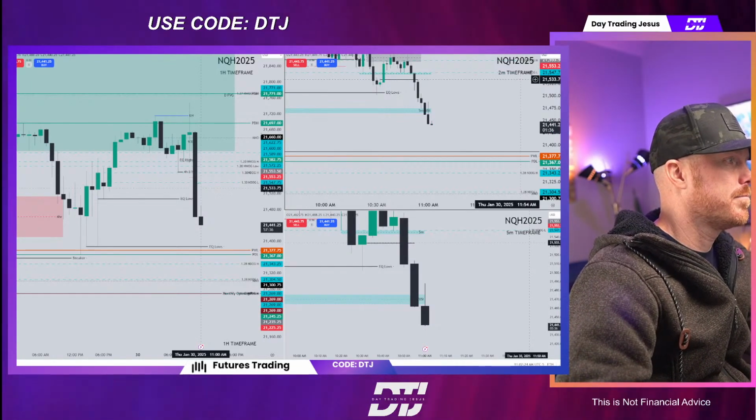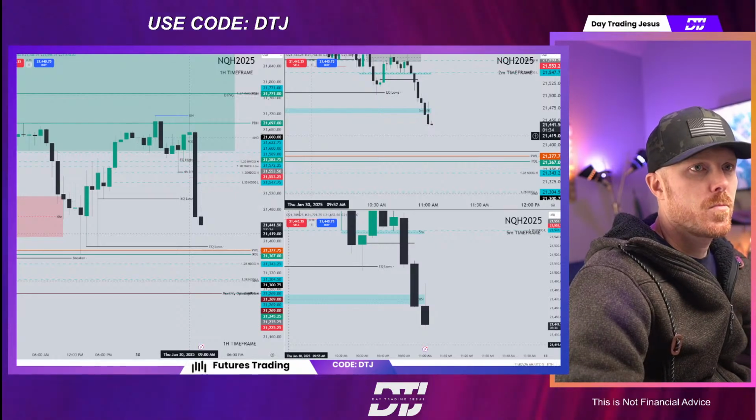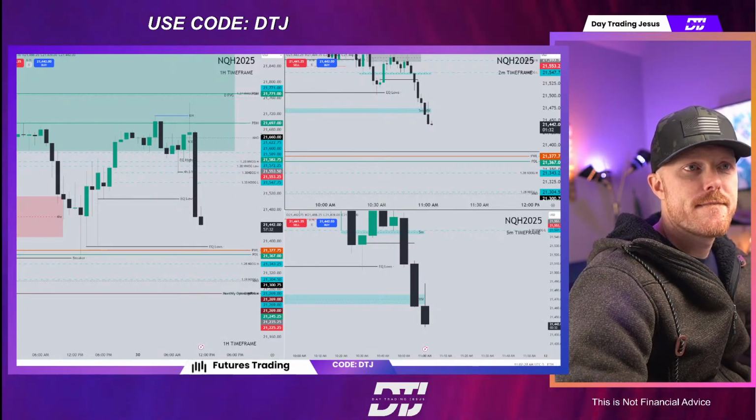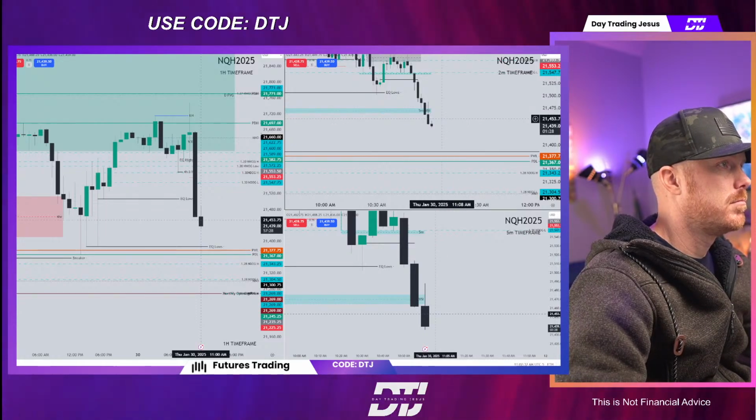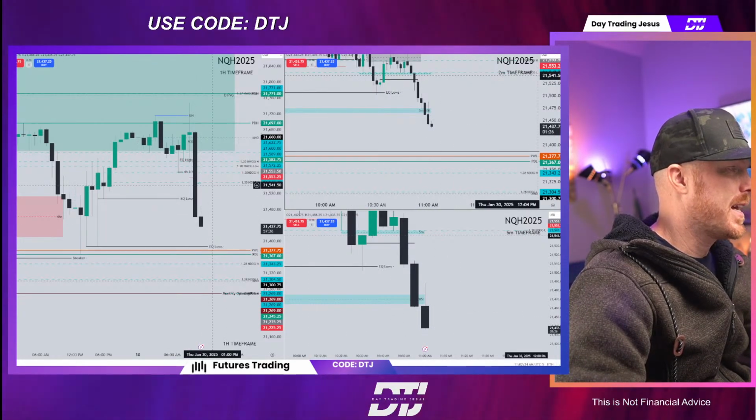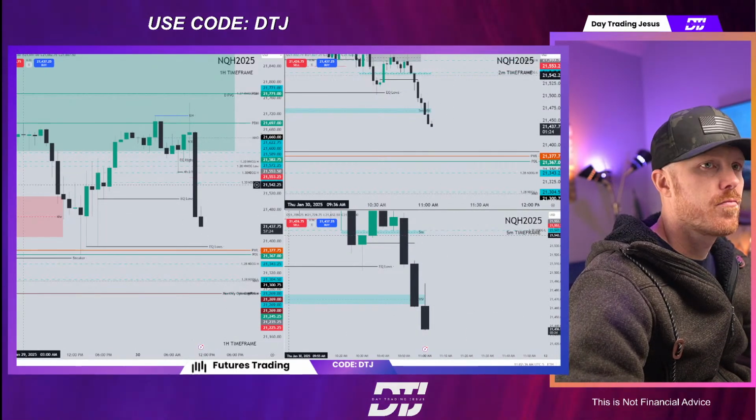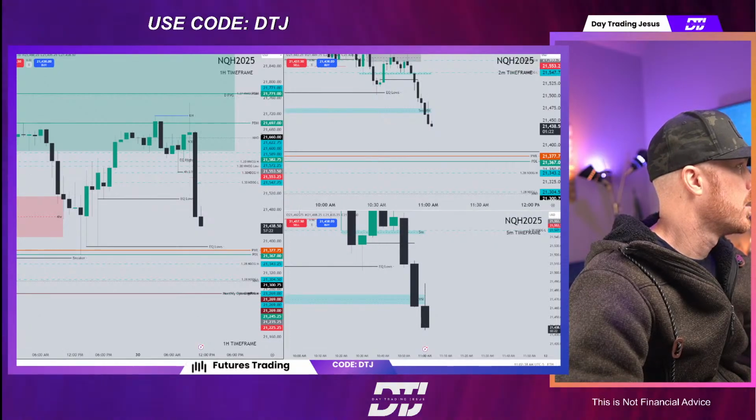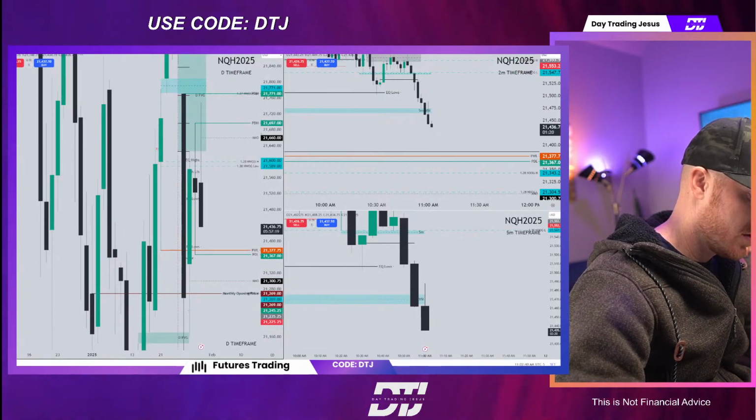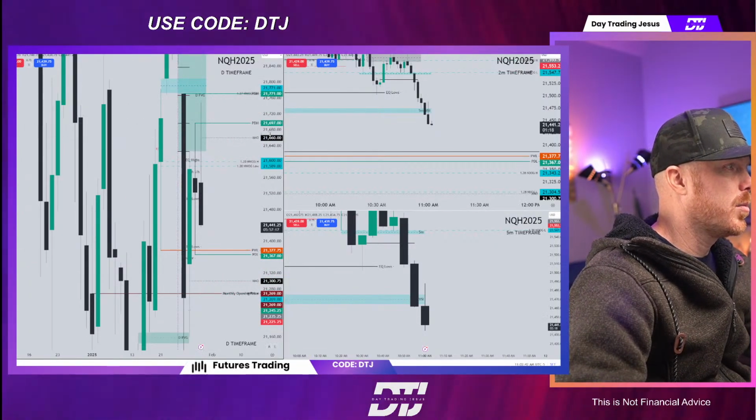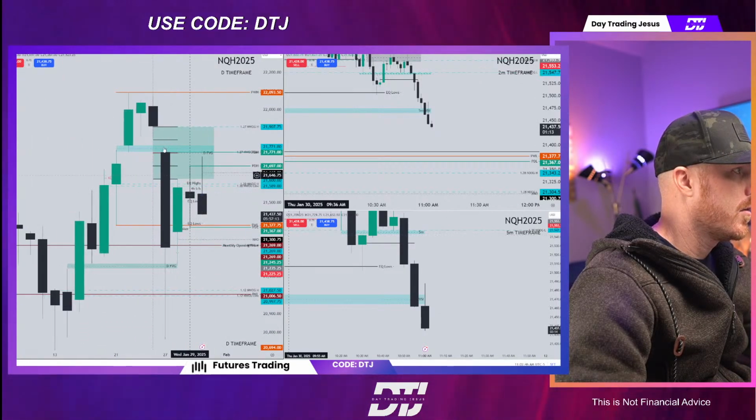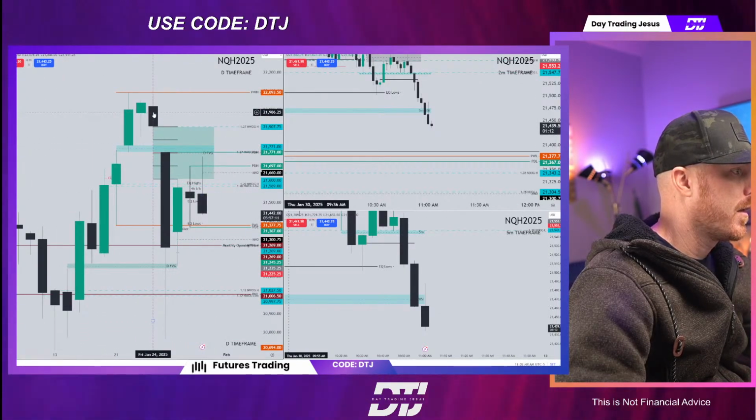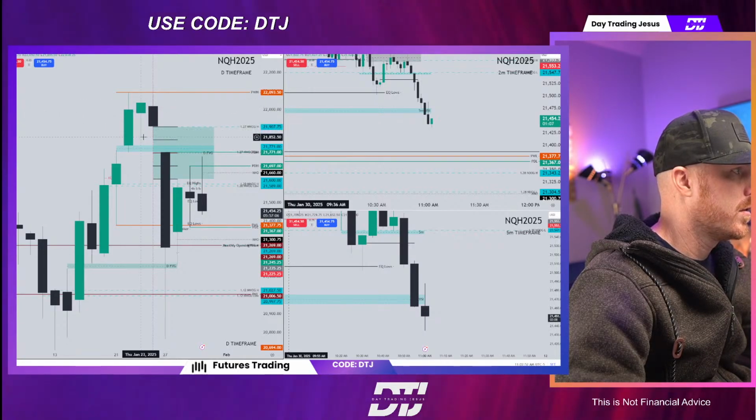12% odds. I mean, it could. We just had a double break day too. We had a double break day right here, back on the 24th. Ran the high and the low.